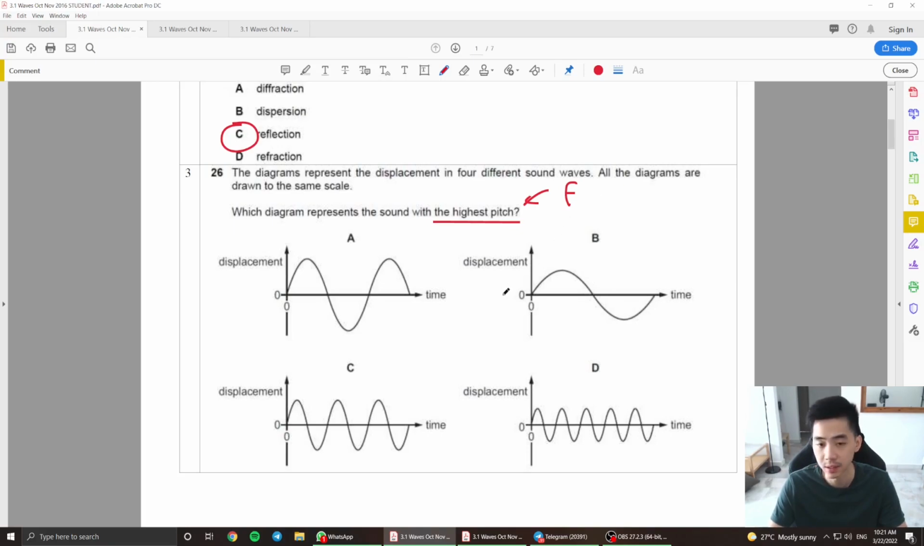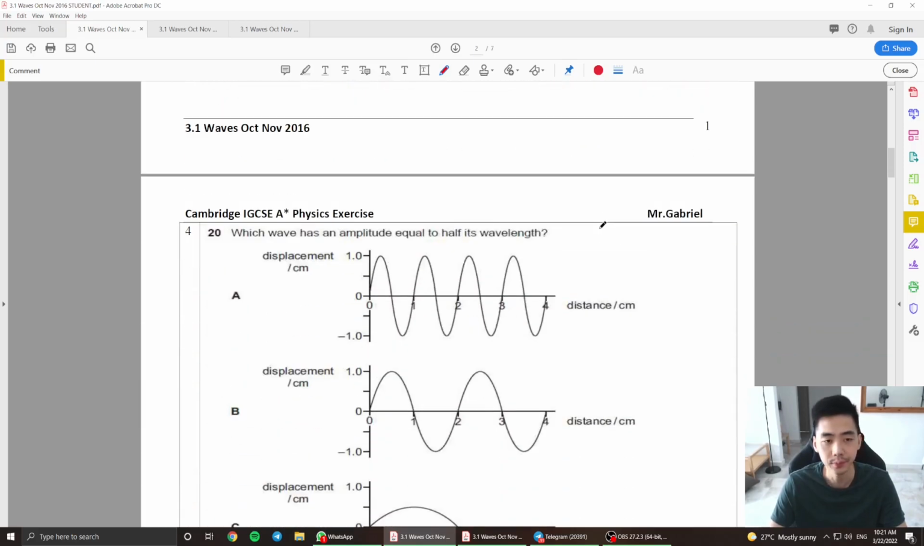And look at this answer here. This one here has 1.5 oscillations. This has 1 oscillation, 3 oscillations, and obviously this one has a lot of oscillations per second. So the answer is definitely going to be D here.